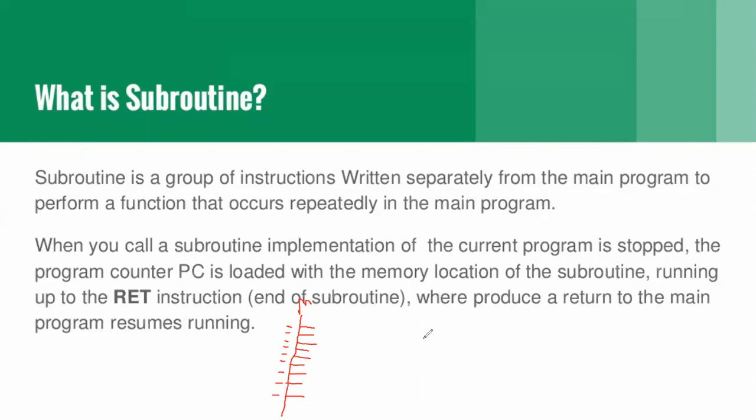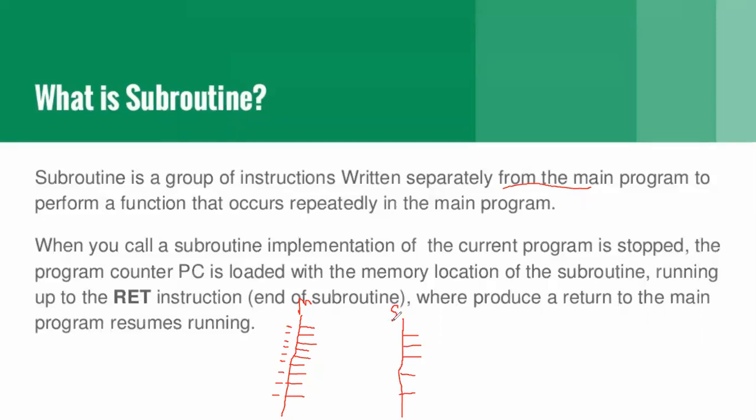So what is a subroutine program? It is a group of instructions. Say it is also having 5 instructions. So it is also a program written outside, separately from the main program, outside of the main program. This is the main program. This is the subroutine program.